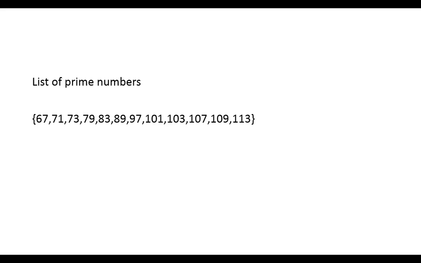So the list of prime numbers are 67, 71, 73, 79, 83, 89, 97, 101, 103. As this is finite in nature, we'll be maintaining an array of it.